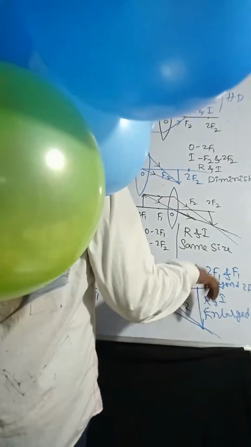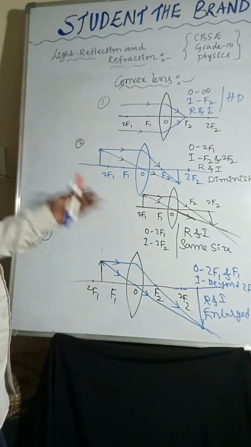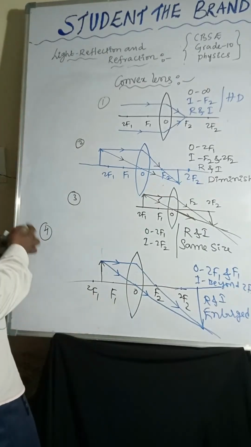Now, two more. So object is placed at F. One more, object is placed between F and O.